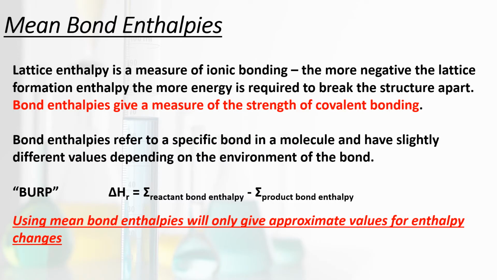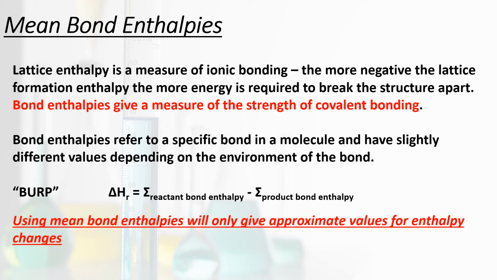And the final thing to talk about is mean bond enthalpies. So we've talked about these already in the energetics part of these videos. But the lattice enthalpy is a measure of our ionic bonding. The more negative the lattice formation enthalpy, what we mean by that is the more energy is given out when we form our structure. And then conversely, if we turn that on its head and we go to the lattice dissociation enthalpy, the more energy that is required to break that structure apart. So lattice enthalpy is our go-to bit of data for ionic bonding.